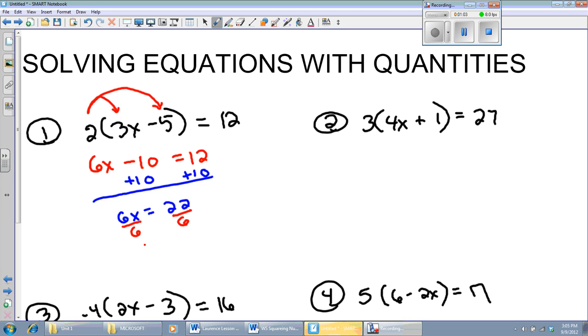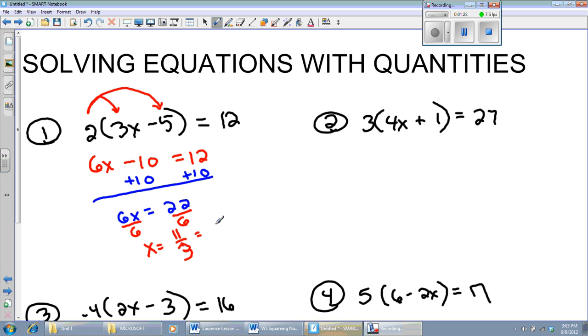And notice I'm not running to my calculator again. If I want, I can simplify that 22/6 into 11/3, and I'll take 11/3 as a legitimate answer. But of course, you're more than welcome to turn that into a mixed number.